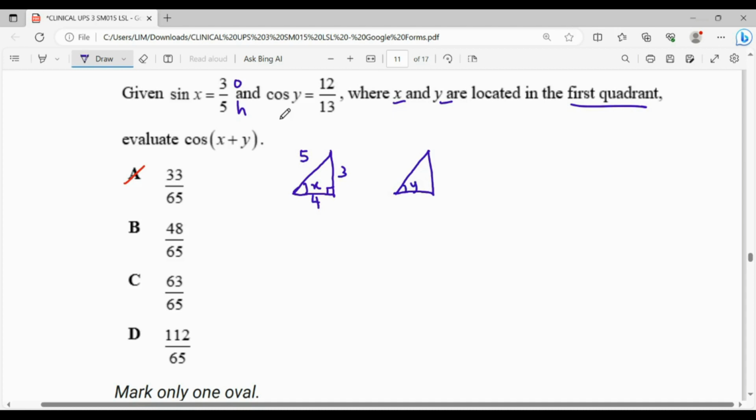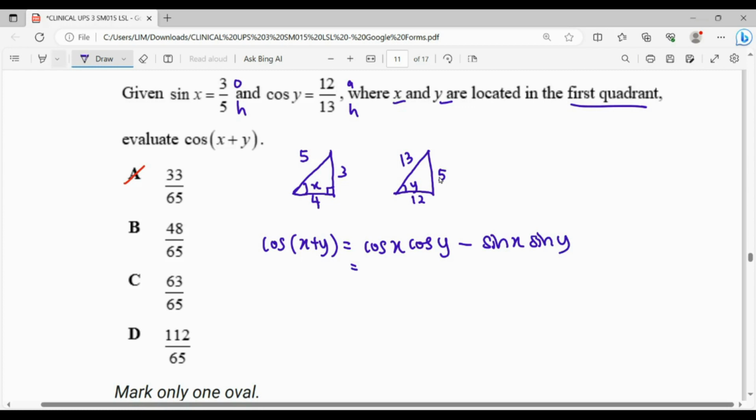And then cos. Cos means adjacent over hypotenuse. So adjacent is 12, hypotenuse is 13. From here, Pythagoras will give you 5. We need to evaluate cos(x + y). By using the compound angle formula, it will be cos x cos y minus sin x sin y.